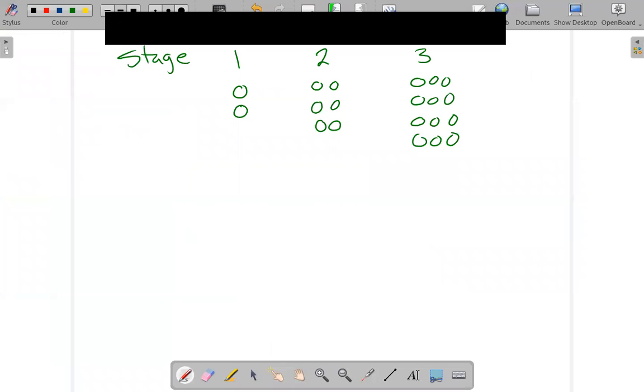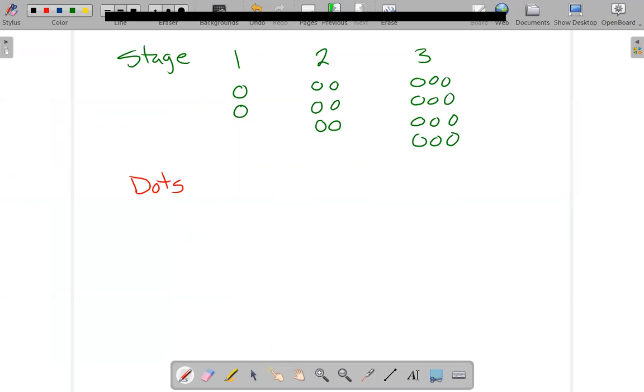And then we're counting dots. So here I count 2. Here I count 1, 2, 3, 4, 5, 6. Here I count 3, 6, 9, 12. All right, so I'm just going to jump right into my spreadsheet and see what happens. And then I'm going to come back here and think about it.